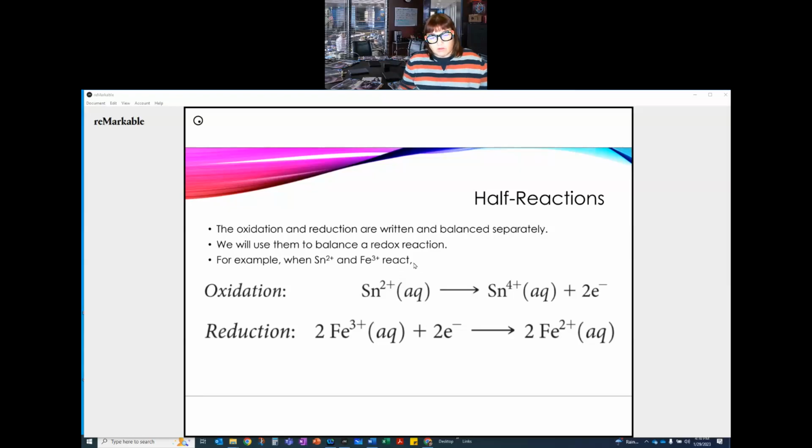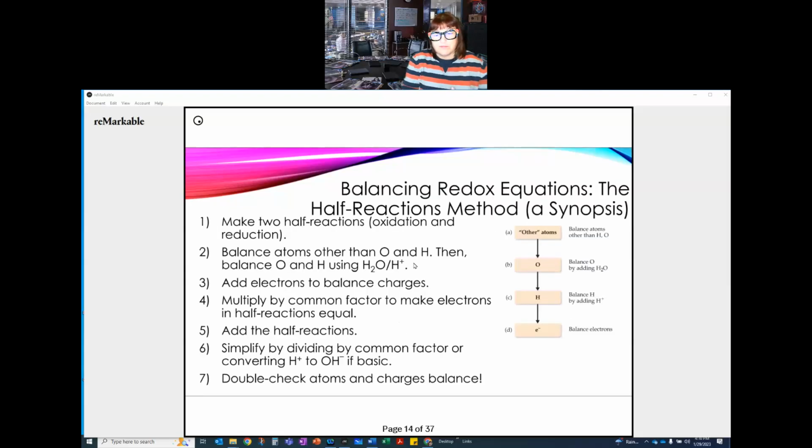The way that we do this, at least the way I do it, is by using what we call the half reaction method. So we have oxidation and reduction. Now I'm going to walk you through this list of what the steps are, and then I'm going to show you how to apply them. I'm not going to emphasize this enough. If you do these steps in this order and you do not make any mistakes, you will always get the right answer.